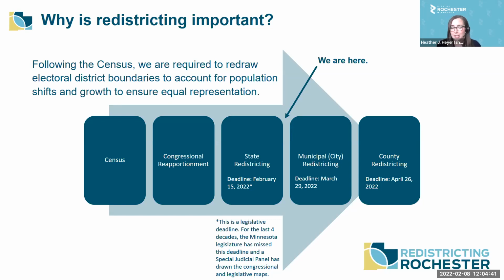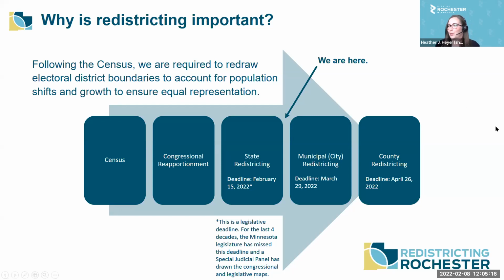Now, interestingly here, I have a little asterisk on that deadline because the legislature has failed to meet this deadline for the last 40 years, or the last 4 cycles of redistricting. What has happened instead is that a special judicial panel appointed by the Minnesota Supreme Court has drawn the legislative and congressional maps for the state of Minnesota. So just know that that deadline is approaching next week. We are waiting essentially for the judicial branch to release the maps next week, hopefully, fingers crossed.